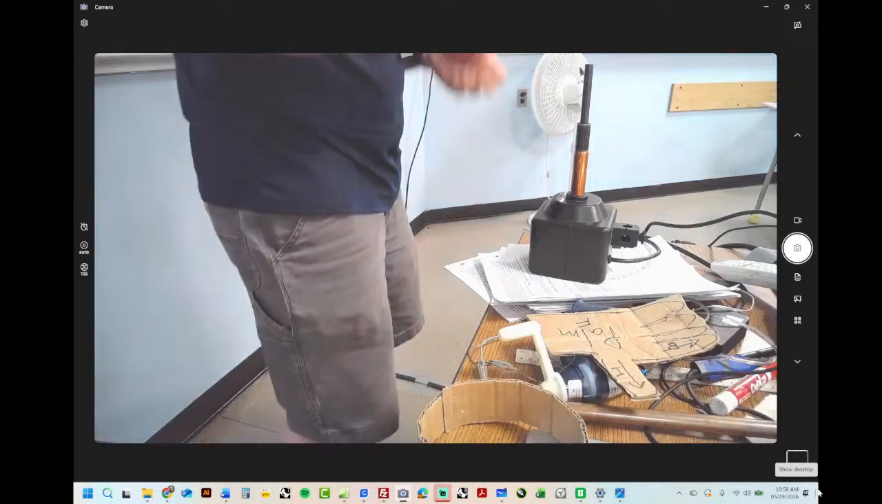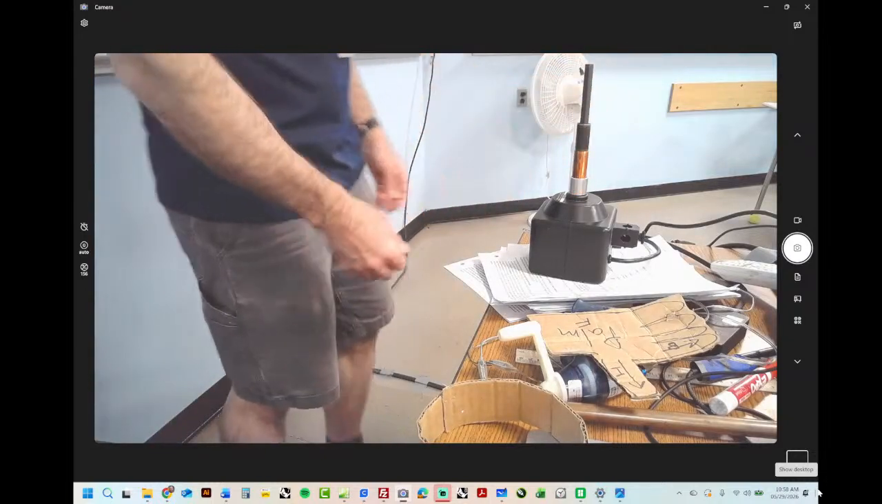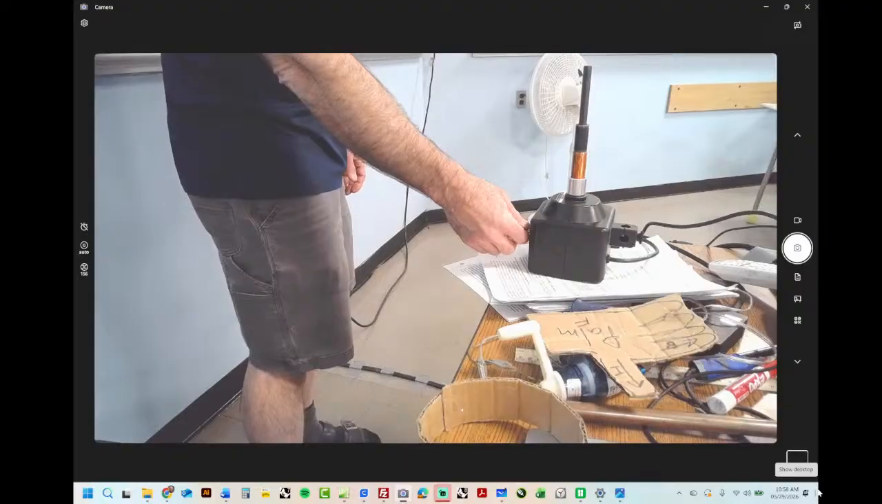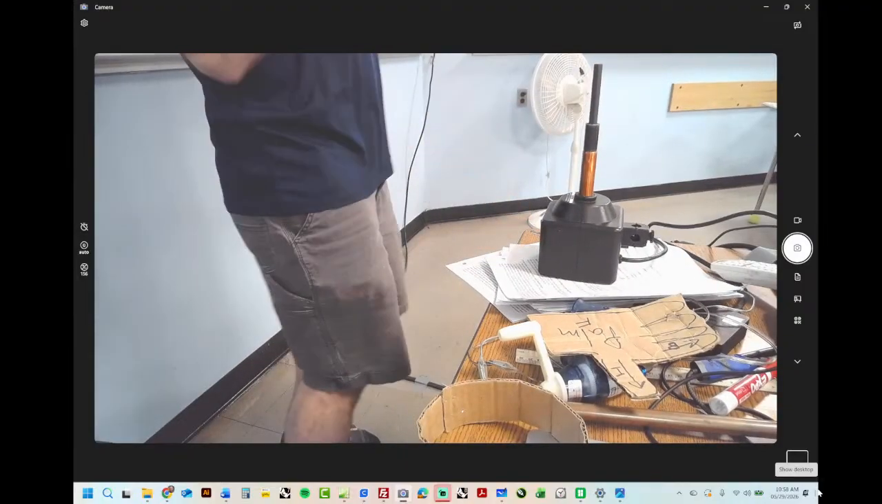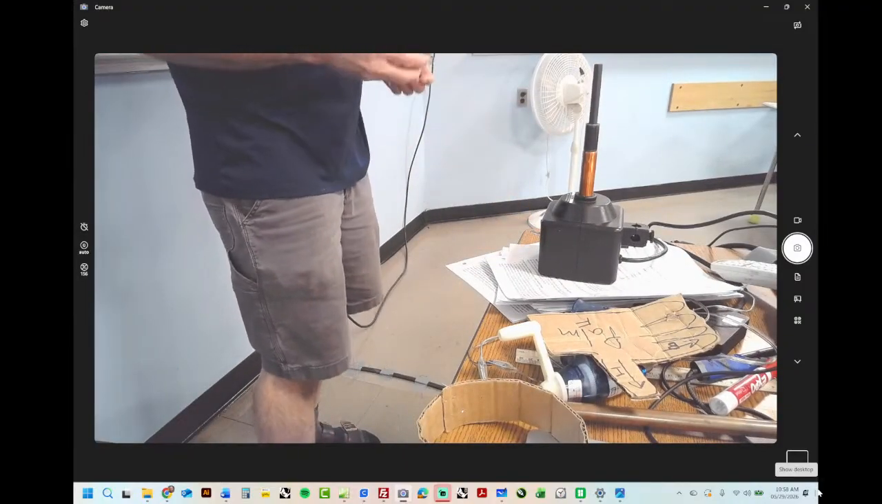Got an aluminum ring, and I'm going to put it on here. And I'm going to flip a switch, and guess what's going to happen? It's going to go up. Wow. Yeah. That was cool.